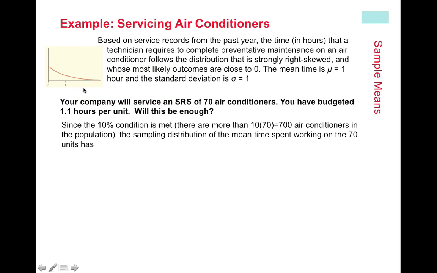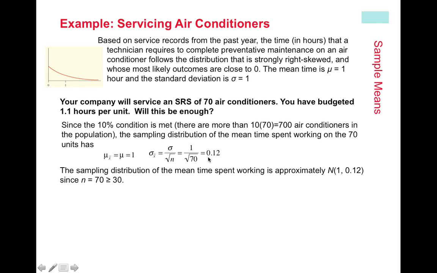So here we're talking about the time a technician requires to do maintenance on the air conditioner, which is skewed right. If you're going to service an SRS, a simple random sample of 70 air conditioners, at 1.1 hours per unit, will this be enough? The 10% condition is met. There's the mean, it's the same mean as the original one. There's the standard deviation, so that standard deviation is correct.